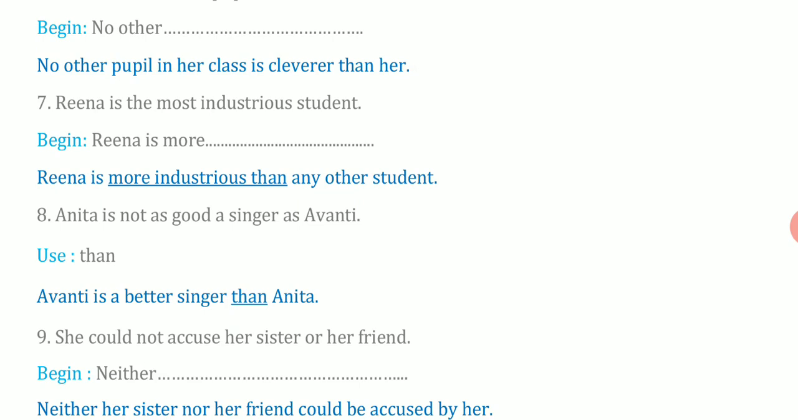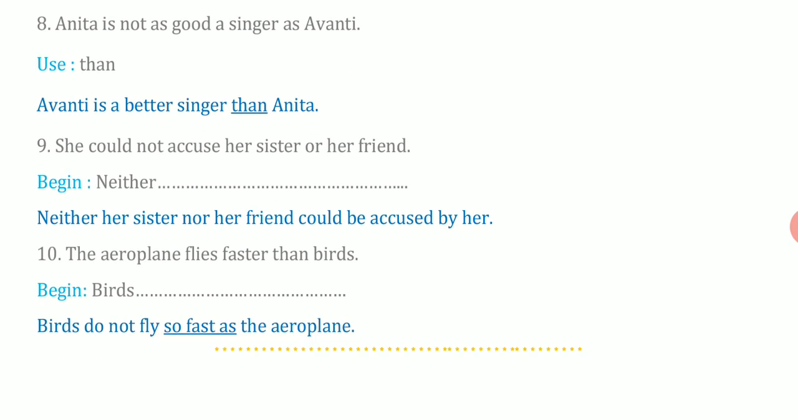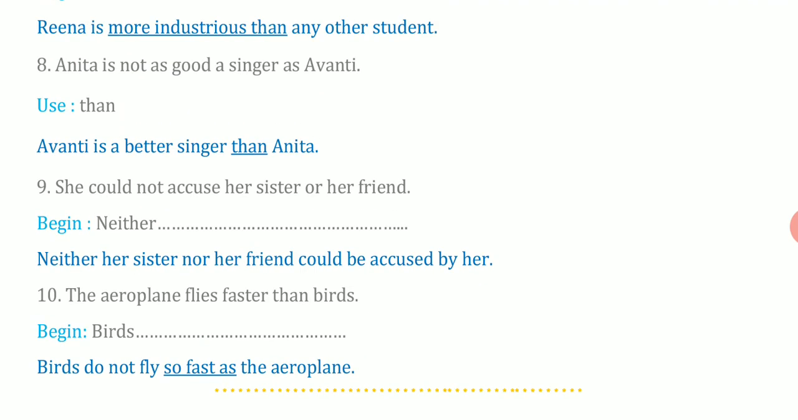She could not accuse her sister or her friend. We are to begin with neither. Neither her sister nor her friend could be accused by her. The aeroplane flies faster than words. We are to start with words. So words do not fly so fast as the aeroplane.